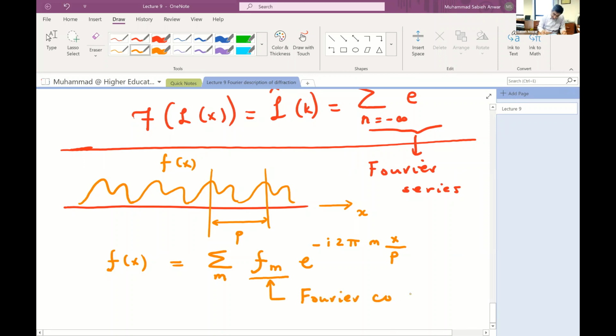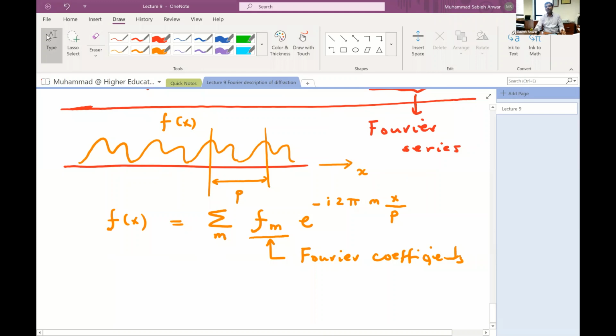This was the genius of the French mathematician Fourier, who proposed that any periodic function could be written as a sum of exponents, and each exponent is defined by a number m, and the exponent is e raised to minus i 2 pi m x over p. You must have learned this in your mathematical methods course.